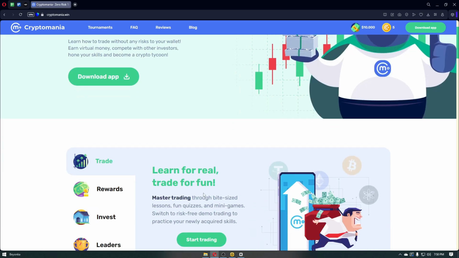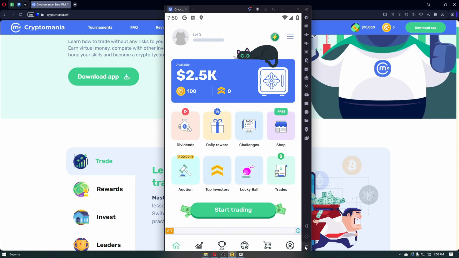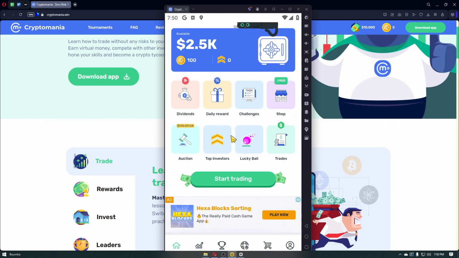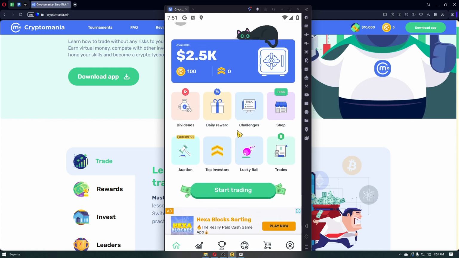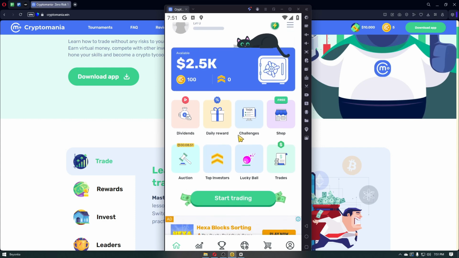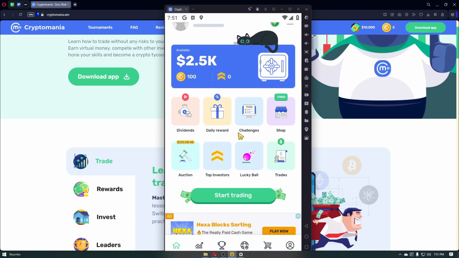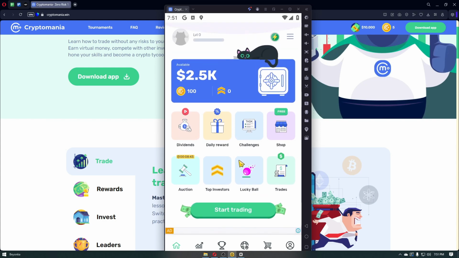Now, how can you use Cryptomania as a teaching tool? You want to download the application from the Google Play Store or the App Store, depending on the device that you are using. Cryptomania is ideal not only for individual learning but also for classroom environments. Teachers and crypto coaches often use it to demonstrate how market orders, limit orders, and technical analysis work in real time. If you're an educator, you can even design your own lessons around trading principles using this simulator right here.